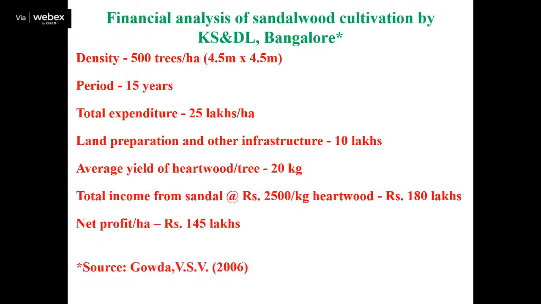This is another estimation of KSDL, which in 2006 Gowda and VSV have done. There he has taken a calculation of 2,500 rupees per kg of heartwood. And the net profit per hectare, he has told about 145 lakhs, which is matching with my calculation recently done. At that time it was 2,500 rupees. Now I've taken 6,000 rupees per kg of heartwood. And his yield is some 20 kg per tree, but my calculation goes with some 10 kgs per tree.